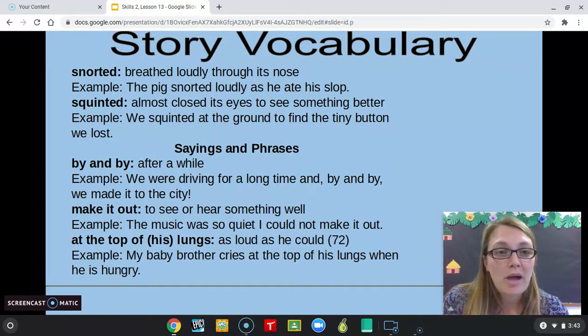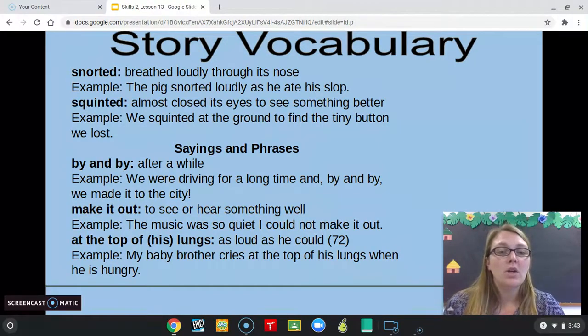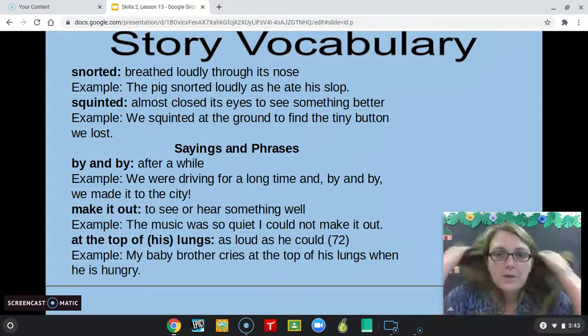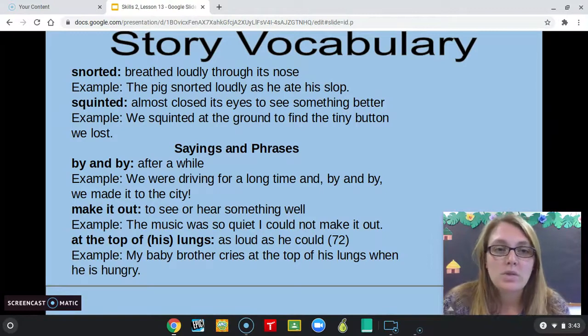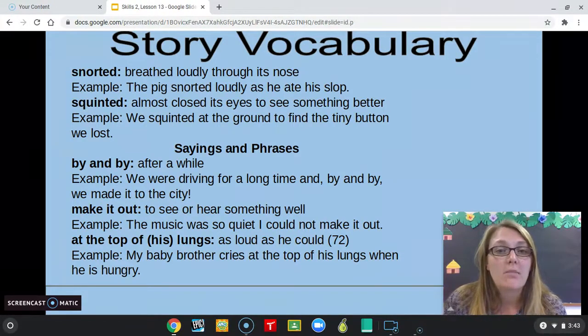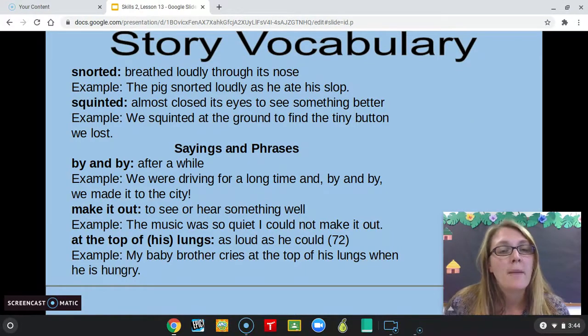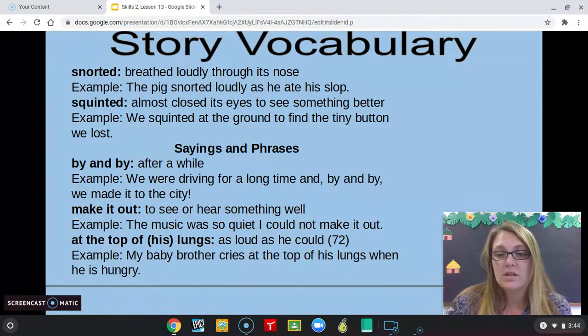Sayings and phrases: by and by means after a while. We were driving for a long time, and by and by we made it to the city. So after a long while, made it to the city. And make it out, to see or to hear something well. For example, the music was so quiet I could not make it out. And at the top of his lungs or her lungs, just as loud as they could. For example, my baby brother cries at the top of his lungs when he is hungry.